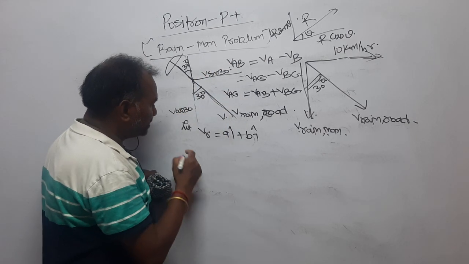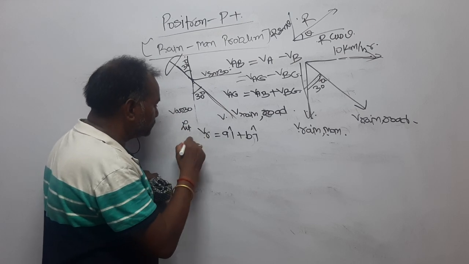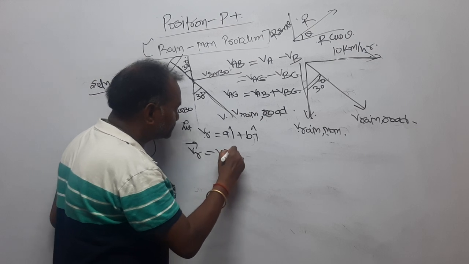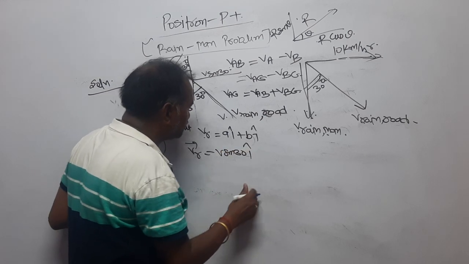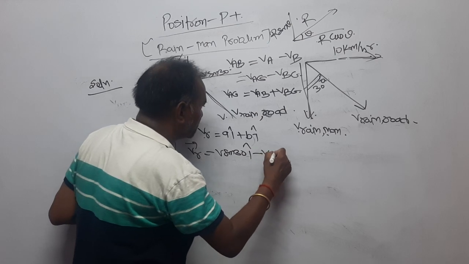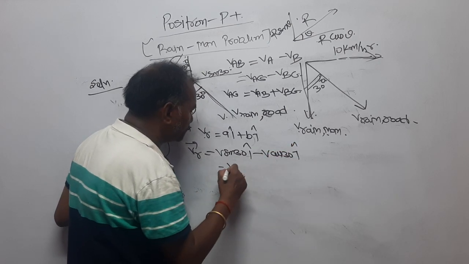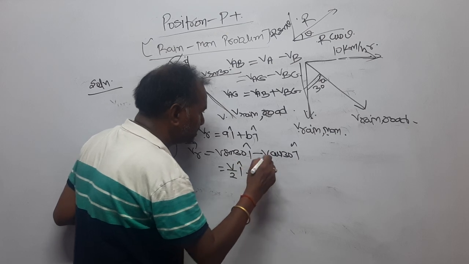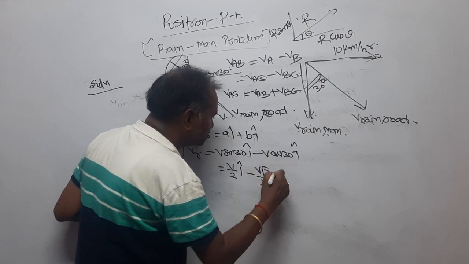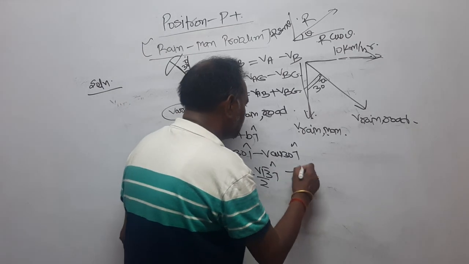So you can write VR is equal to V sin 30 i cap, and this will be negative, minus V cos 30 j cap. Sin 30 is 1 by 2, and cos 30 is root 3 by 2, so minus V root 3 by 2 j cap, right? This is your equation 1.